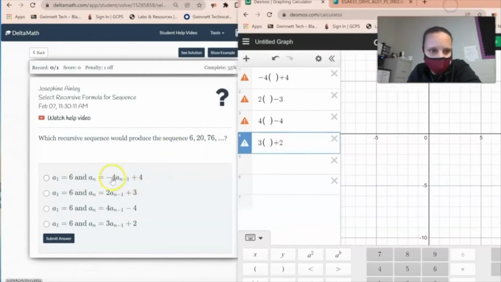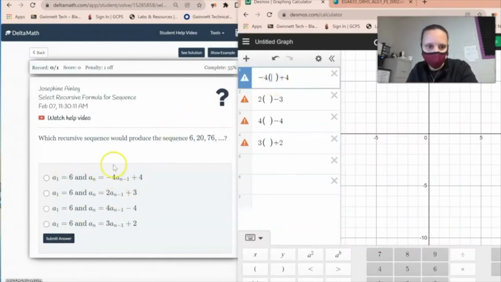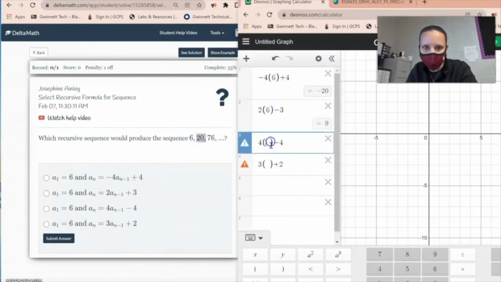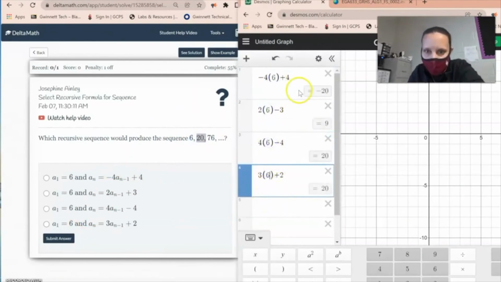So when I put in the first one, which is 6, do I get 20? That's the question. Okay, so 6, 6, 6, and 6. I only get 20 on the last two. So it's not A, and it's not B. So it's one of these two.